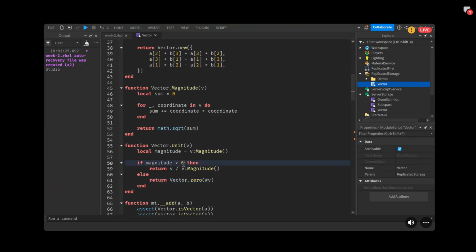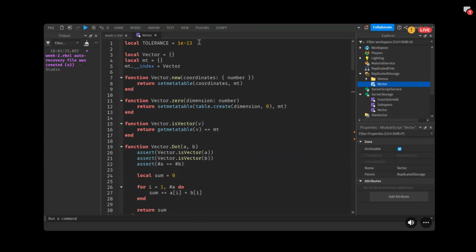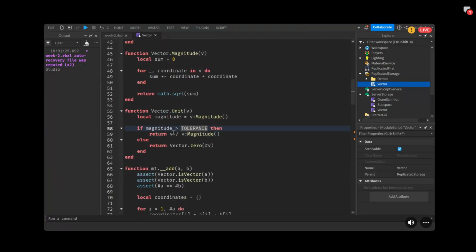And I'm actually going to change this up a little bit. I'm not going to check that it's greater than 0. I'm going to check that it's a small number. So I've set tolerance here to be a really small number. What this notation means is 1e negative 13. This is 1 times 10 raised to the negative 13, which is a very small number. And the reason I'm doing this is that if we take v and divide by a very small number, we might get some floating point issues. That's all that is, dealing with floating point.